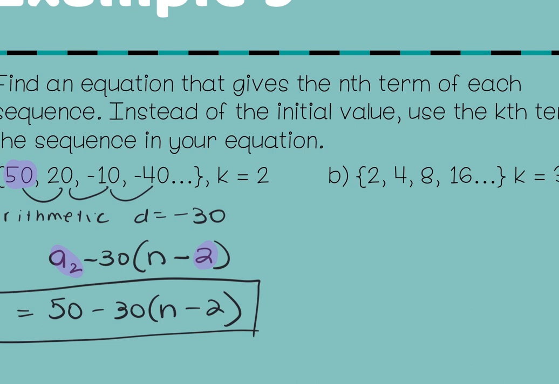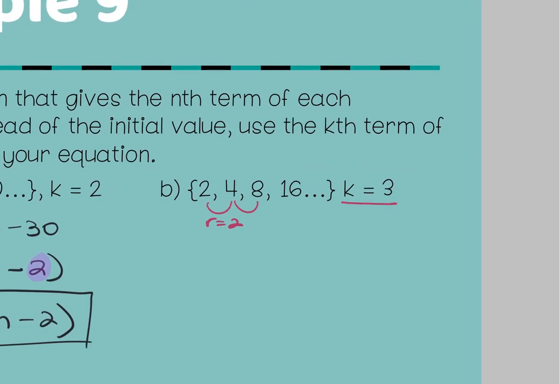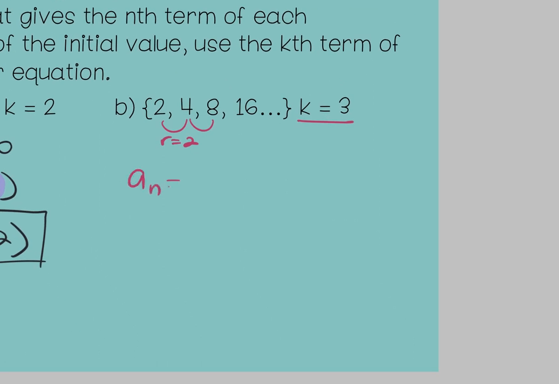All right, B. B is 2, 4, 8, 16. Are we adding the same thing each time? Nope, we are multiplying, which makes this geometric. What is R? R is 2 because I'm doubling it every time. So it's telling me to use k as 3 this time. So my first term is 3. So an we're saying would be a3 times r to what exponent?